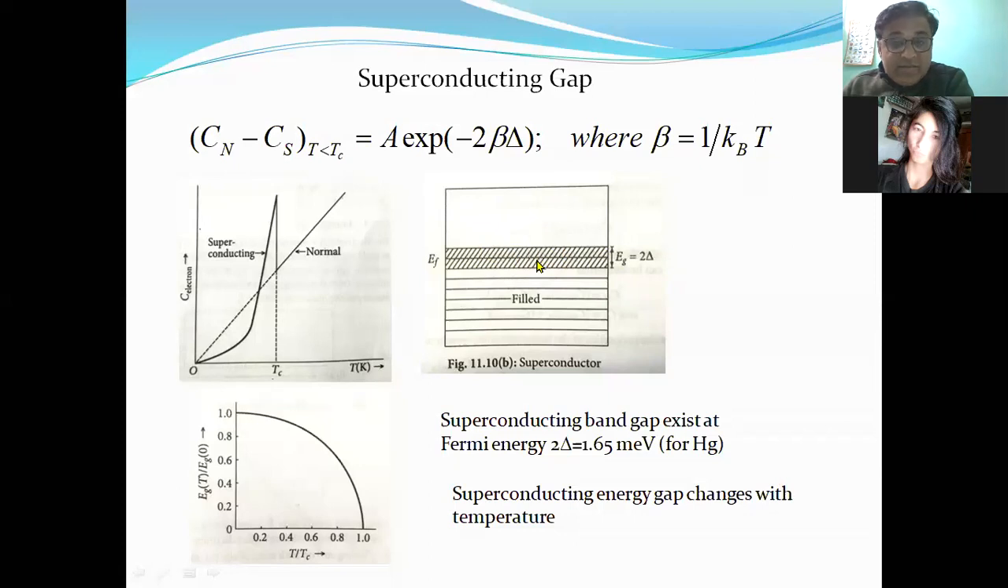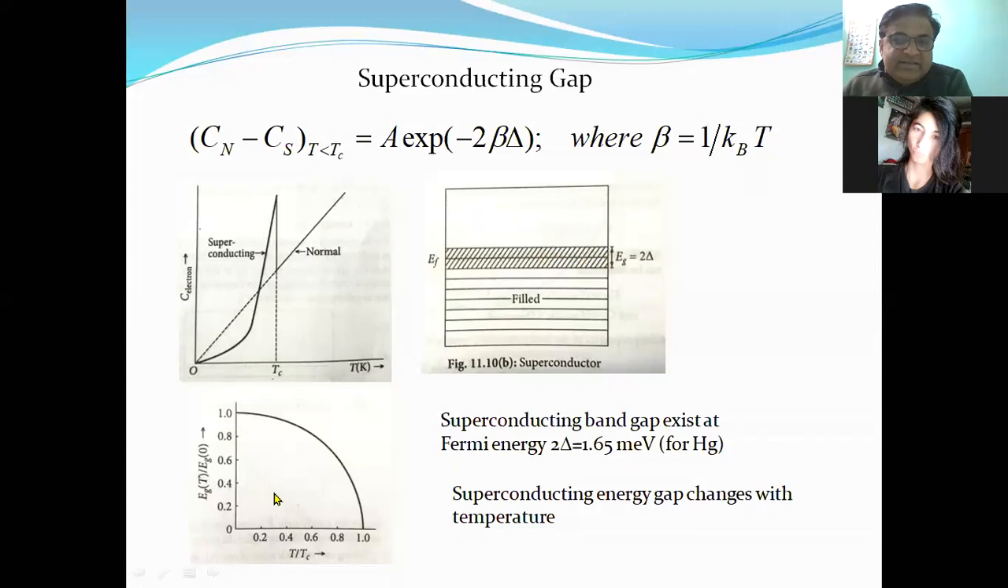But there, the band gap is very high, of the order of 1 electron volt. But here you can see it is 0.165 milli electron volt for mercury. Milli means 10 raised to the power -3. So this gap is very, very small. And that is why even with a slight temperature, a very low temperature such as 4.2 Kelvin, you can take the electron from the filled level to the upper state.